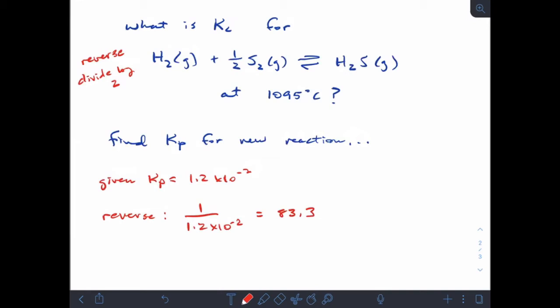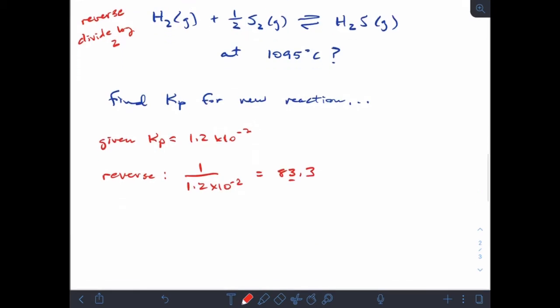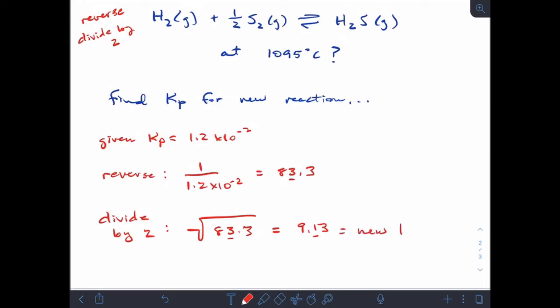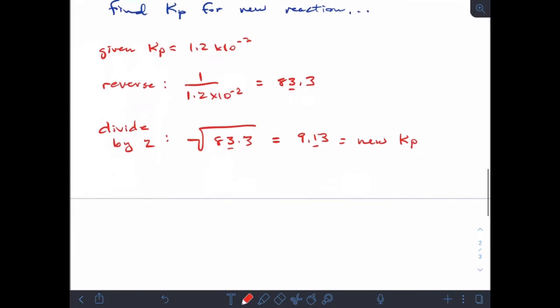Right, and if we're being careful with our sig figs, we want to make sure that we track at the second digit. And then if I divide by 2, I take the square root. Which gives us our new value of Kp, 9.13. Okay. So now that I know the new Kp, I can solve for Kc using our conversion equation.